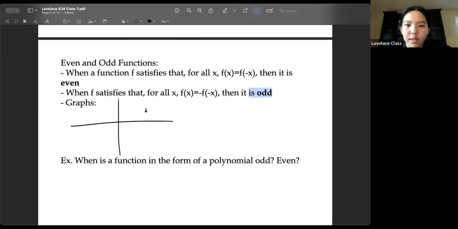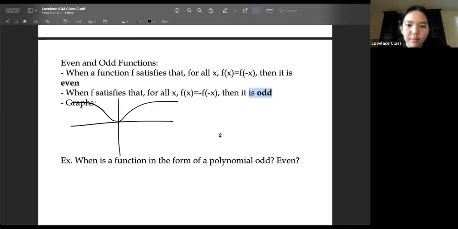So the graphs look like this. For even, if we take all positive x and plug it in, say it looks like this, then if we take all the negative numbers in the domain, the outputs are going to be equal. So we're going to have this kind of symmetry, right? That means all even function graphs are going to be symmetrical with respect to the y-axis.